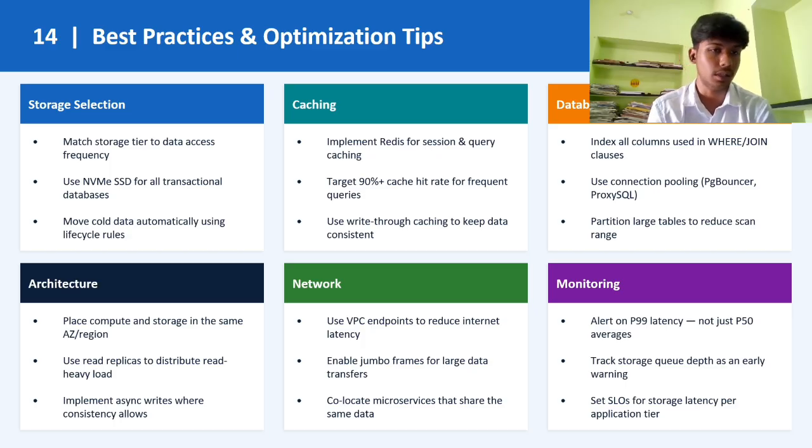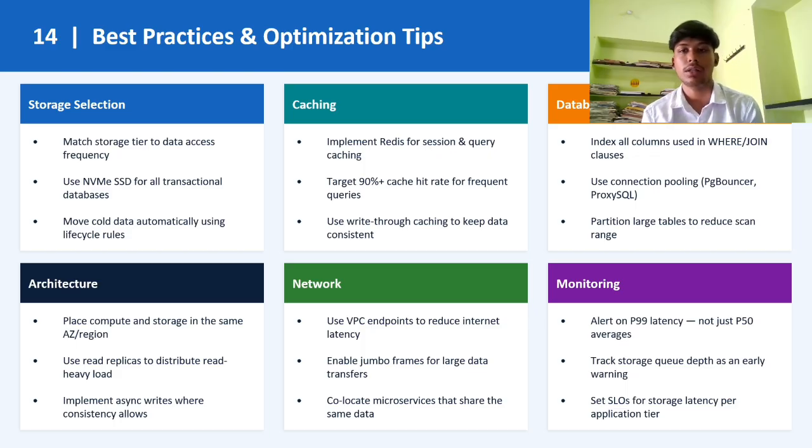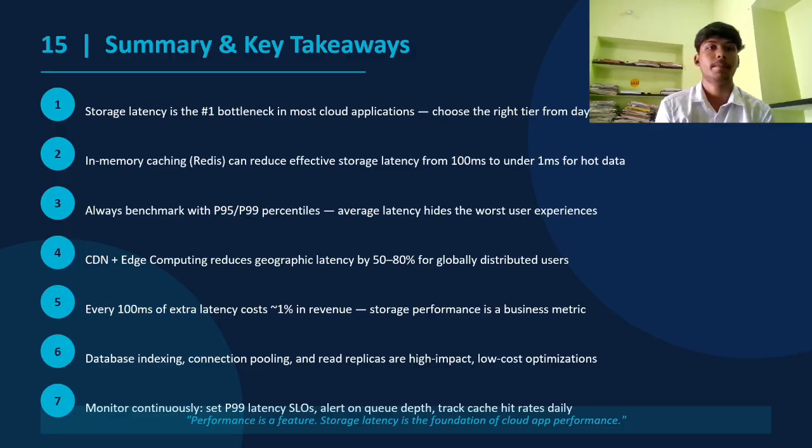Then the architecture: place compute and storage in the same region. Then the network: use VPC endpoints to reduce internet latency, and enable jumbo frames for large data transfers. Monitoring: alert on P99 latency, not just P50 averages. We have already seen that P99 latency captures the worst-case experience. Track storage queue depth as an early warning.